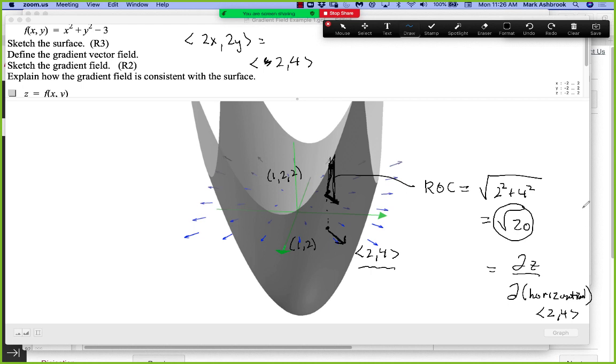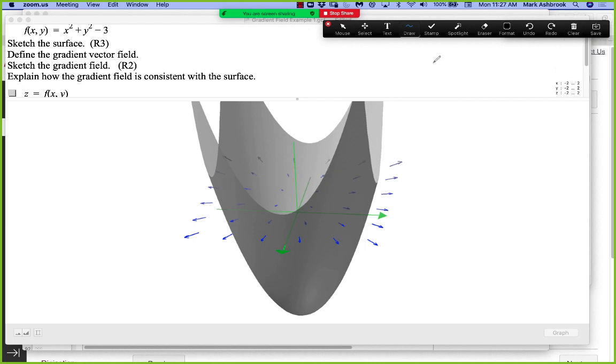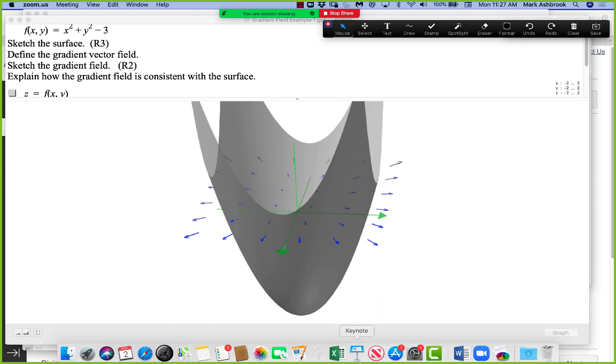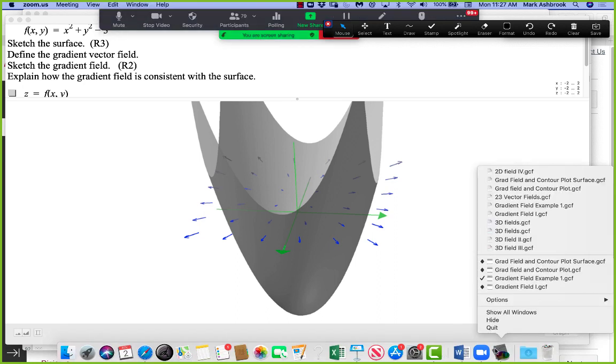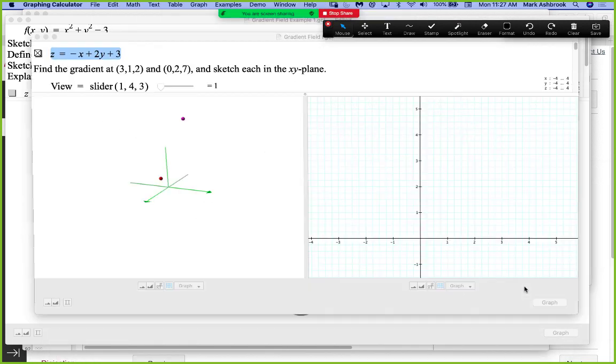Now, the gradient field then is a field of a bunch of vectors that give us all that information for every point, right? So the blue field then tells us the direction and rate of change maximum for every point on the surface. Okay, let's look at another one. Maybe this one. Yes. Okay.